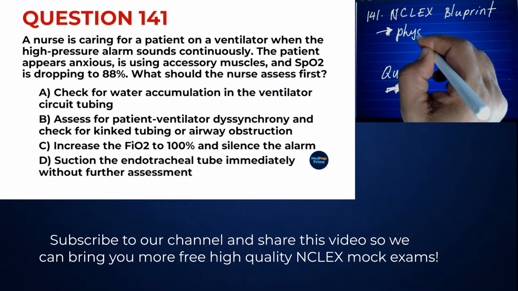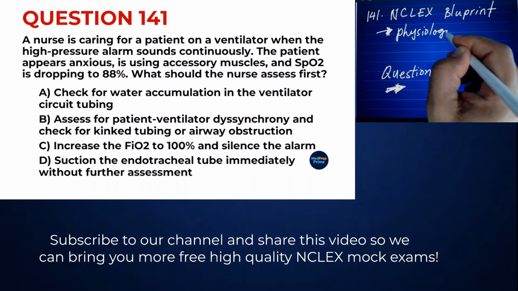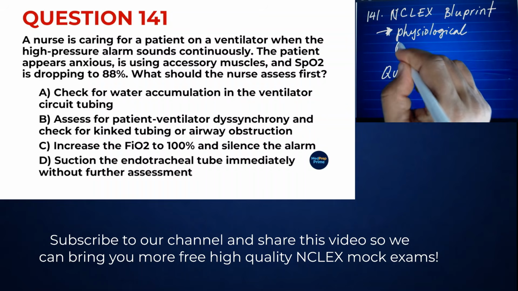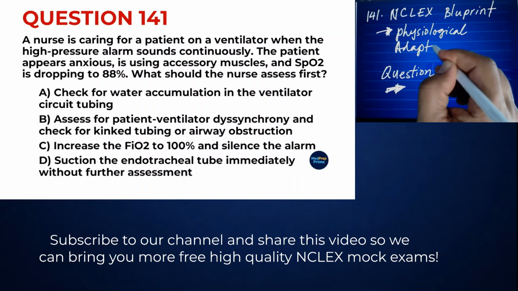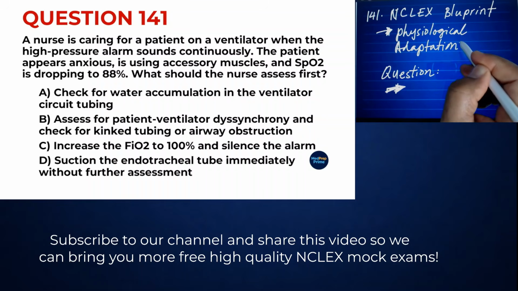Option A, check for water accumulation in the ventilator circuit tubing. Option B, assess for patient-ventilator dyssynchrony and check for kinked tubing or airway obstruction. Option C, increase the FiO2 to 100% and silence the alarm. Option D, suction the endotracheal tube immediately without further assessment.